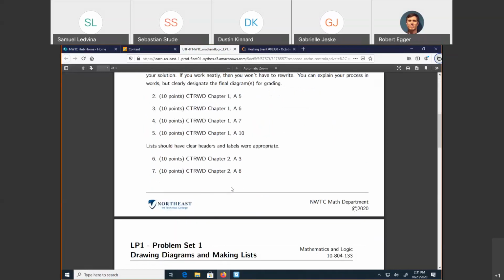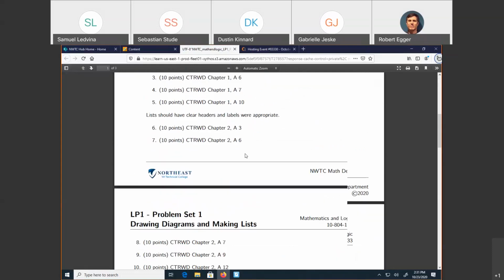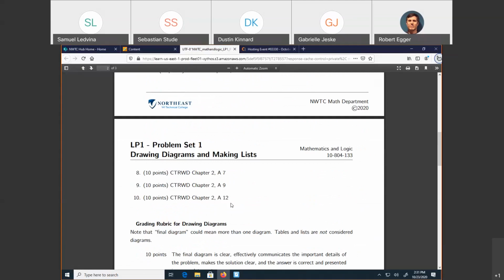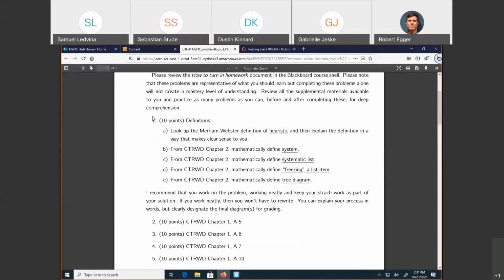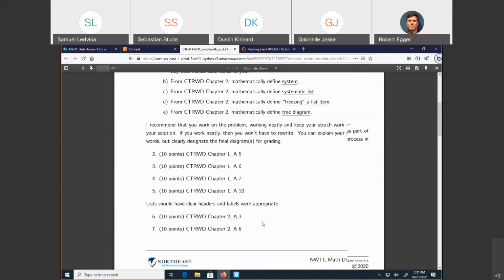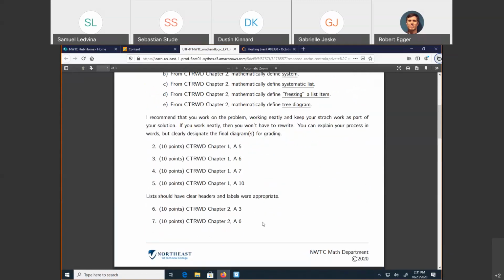And today we're going to basically go through chapter two material. And all you've got to do is 3, 6, 7, 9, and 12. Again, if some look interesting to you, feel free to play with them. And then, of course, these definitions. So that's what's going to be needed for being turned in on Monday by midnight.